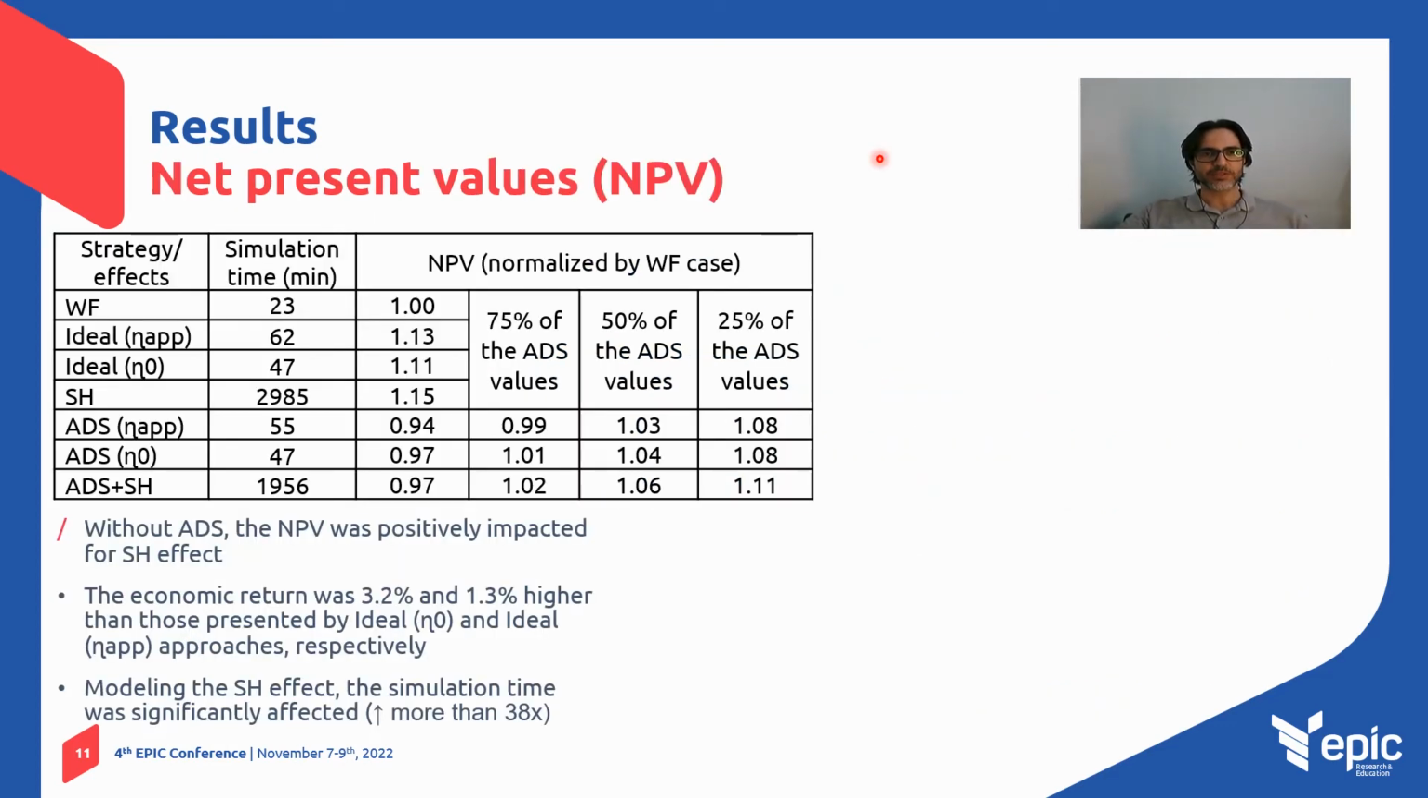Here I represent the net present values that were normalized by the water flooding case, and also the simulation time for all approaches. Observe here, without the adsorption effect, the NPV was increased when considering the shear rate effect. The economic return was 3.2 and 1.3 higher than those presented by the ideal approaches observed here. However, modeling the shear rate effect, the elapsed simulation time increased more than 38 times.